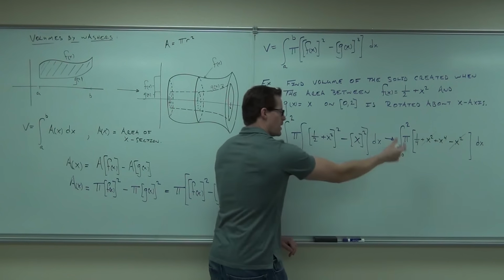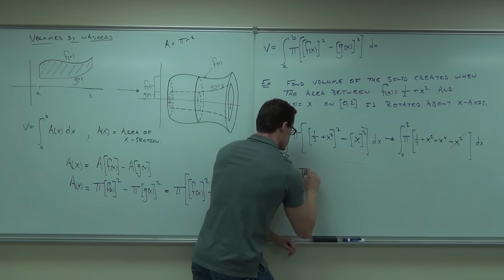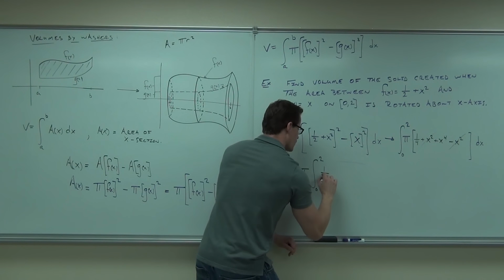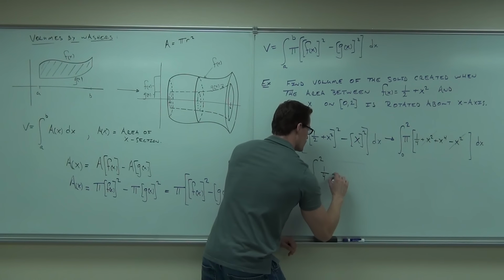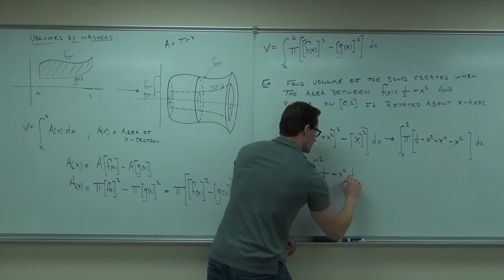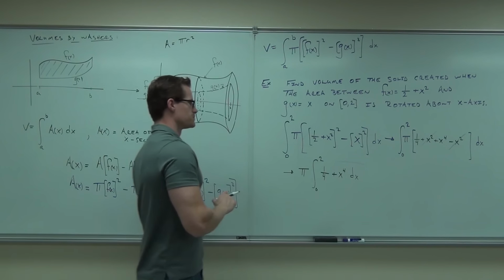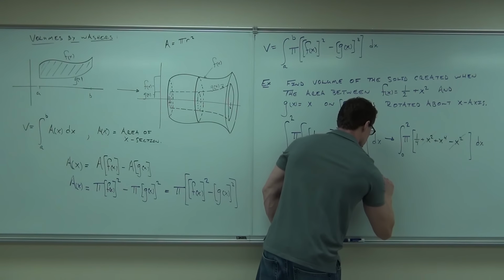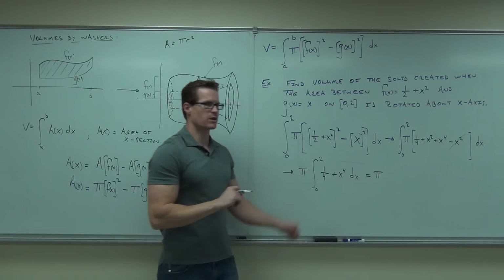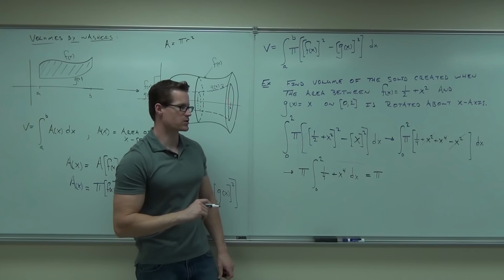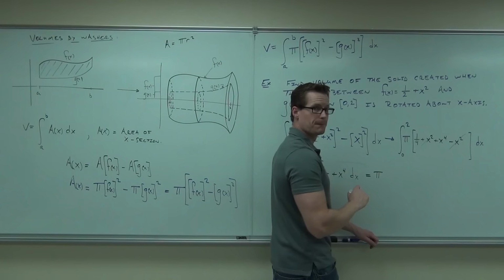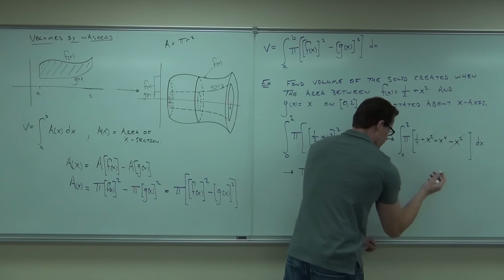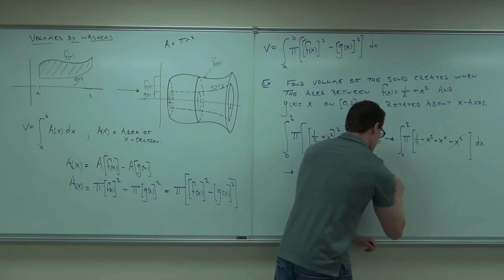What do you say we pull that pi out? We got the integral from 0 to 2 of 1/4 plus x to the 4th dx. The pi is going to stay there. Can you take the integral of 1/4 plus x to the 4th? What are we going to get? Say what now? x over 4, that's great. 1/4 x, doesn't really matter.